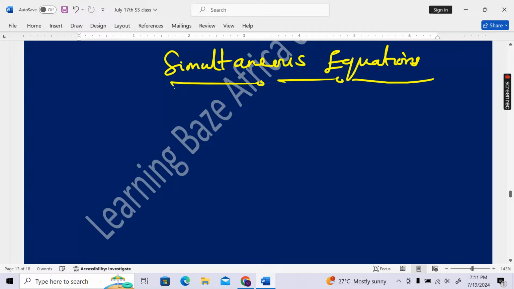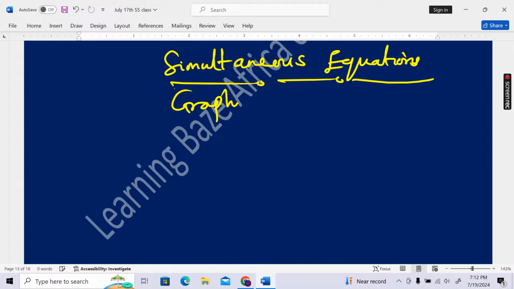Okay, so let's look at solving some questions. Let's treat some questions under simultaneous equations. Some students have told me that they have issues with simultaneous equations. So this is going to be an opportunity for you to learn how to solve simultaneous equations using the graphical method, the substitution method, and the elimination method. Right now I will begin with the graphical method.